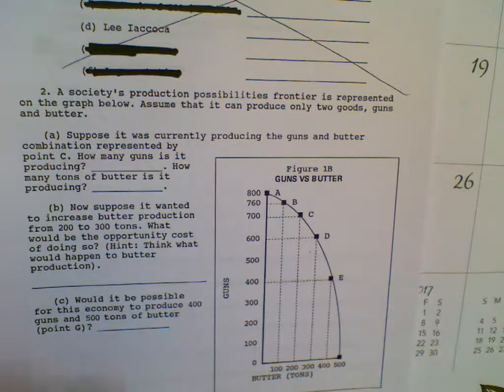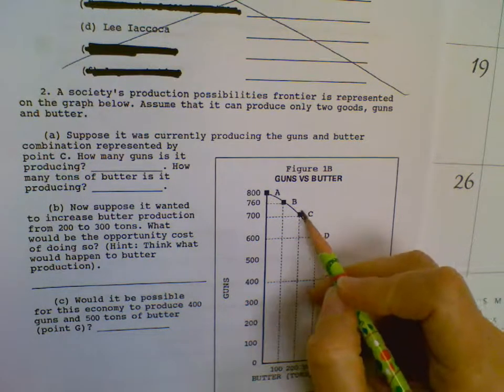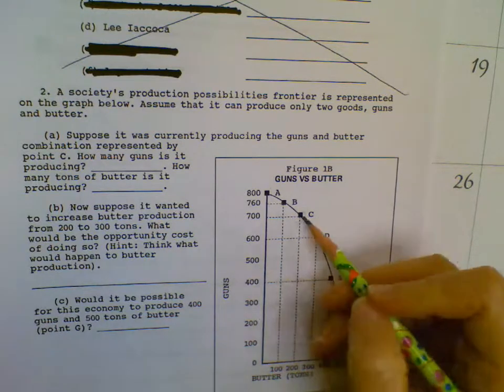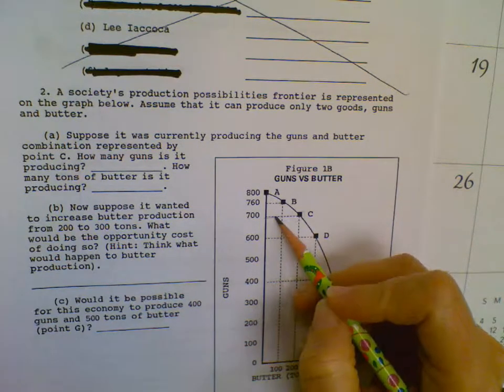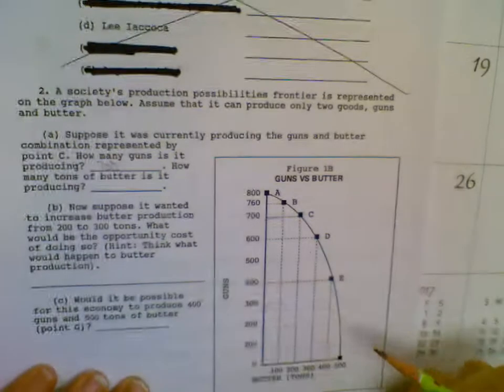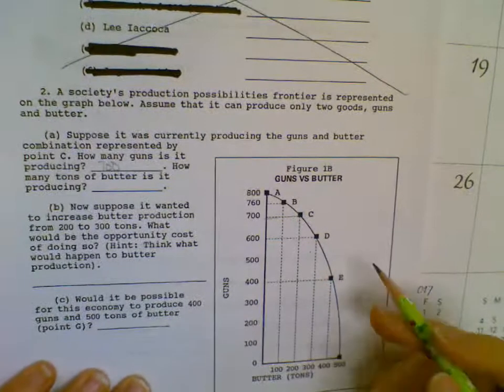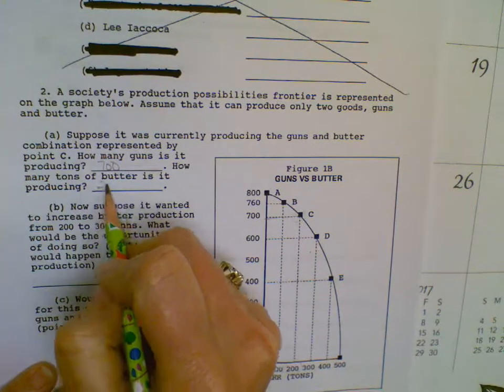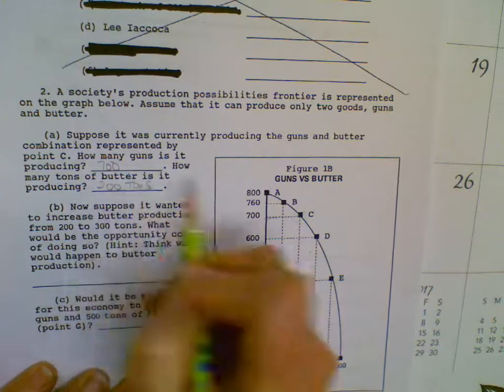So the first question says, suppose it is currently producing the guns and butter combination represented by point C. So we're going to find point C right here. How many guns is it producing? So we have guns over here, so we'll go over to this point, and at that point we are able to produce 700 guns. How many tons of butter? So we're just going to follow this down, and it's going to be 200 tons of butter that we can produce.